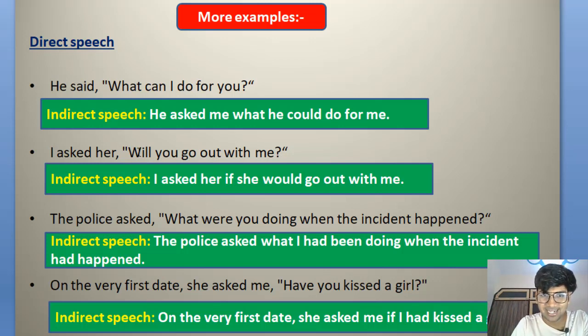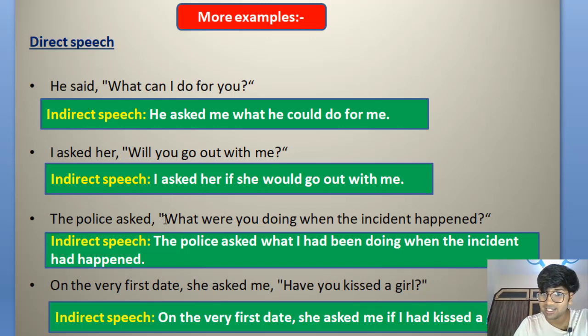Simple. Second example. I asked her, will you go out with me? A question that can be answered in simple yes or no. I asked her if, who is you? Her, right? And the subjective case of her is she. I asked her if she would go out with me. You is she, right? If she would. Will is changed into would, go out with me.